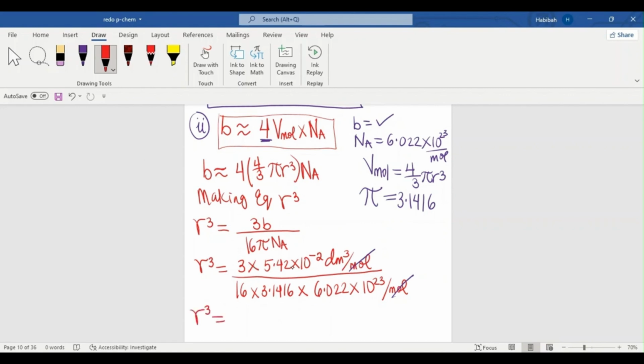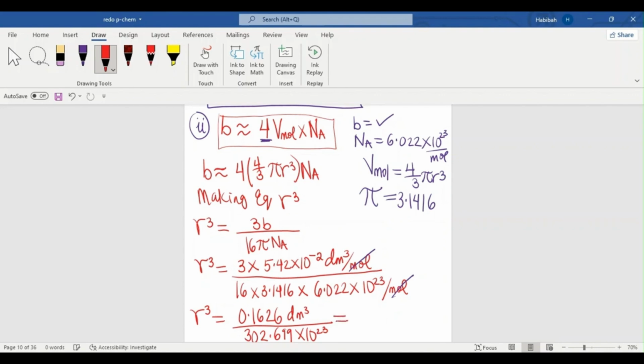So numerator first, so that will be 3 times 5.42 times 10 raised to the power of negative 2 dm cube. That's just simply going to be 0.1626 dm cube. I don't want to rush you guys, that's why I'm breaking it down. And then multiplying the values in the denominator, 16 times 3.1416 times 6.022 times 10 raised to the power of 23. When you input it in your calculator, you get 302.699 times 10 raised to the power of 23.